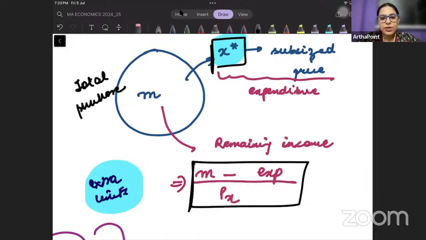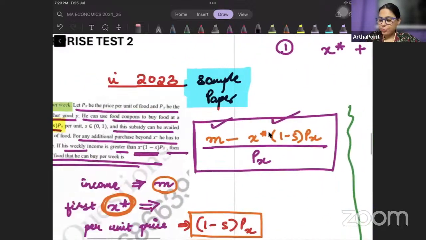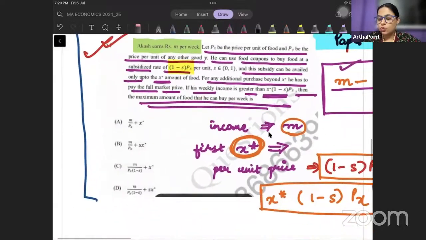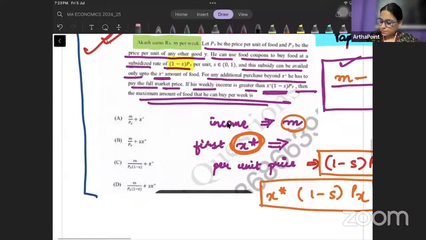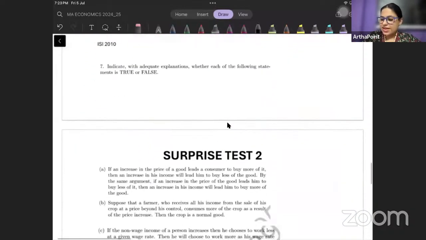Is this clear to everyone? Any doubt anyone has? This is an important question. Such food stamp questions are very common in exams, beta. Very, very common. Okay, good. This is an ISI 2010 question, beta.